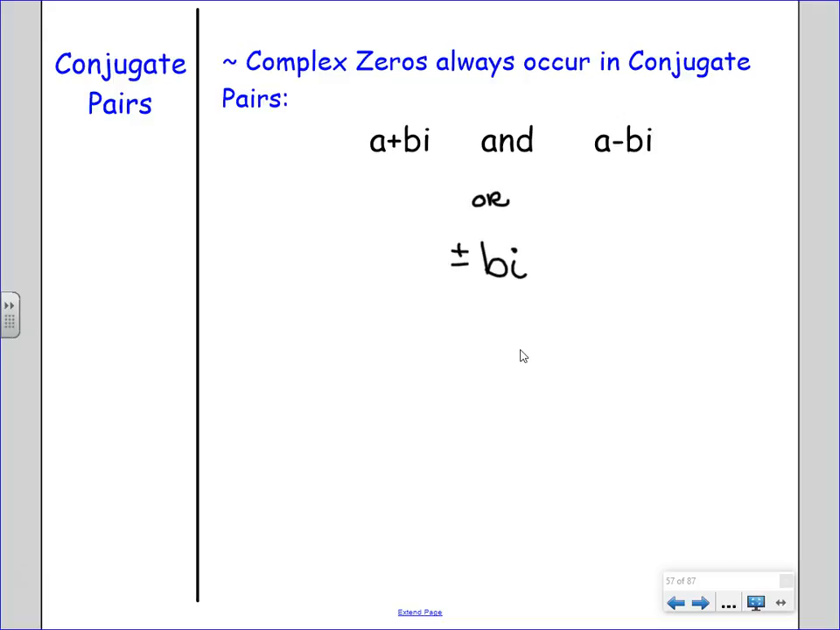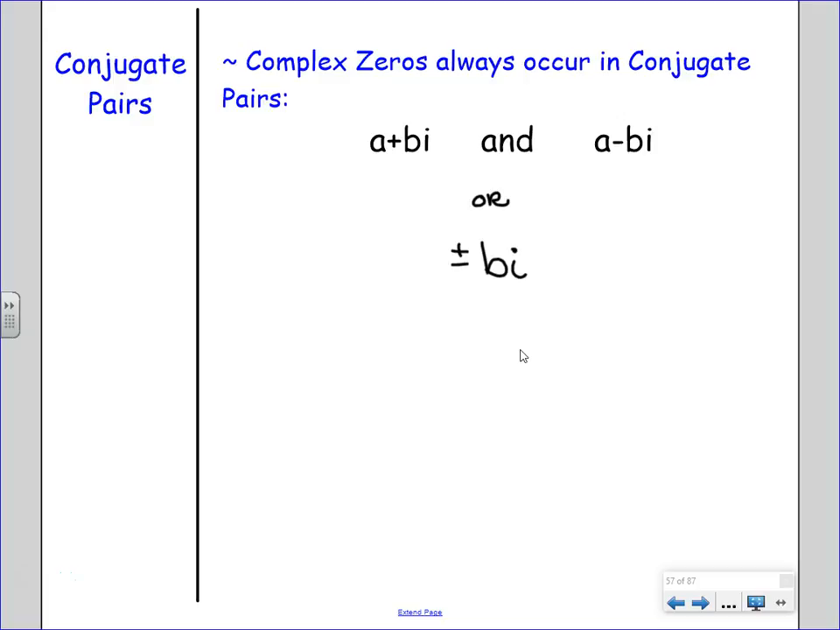I said a little while ago, a 4th degree polynomial, yes, it will always have 4 zeros, but all 4 do not need to be real. Some of them could be imaginary. And any zero with an imaginary component is called a complex zero. It could just be imaginary, like 2i or 3i, or even just plus or minus i. It could just be imaginary, or it could be real and imaginary. But remember, all of that falls under the umbrella of complex.